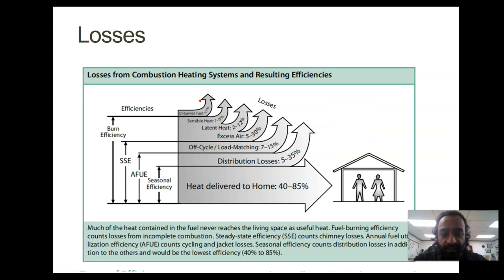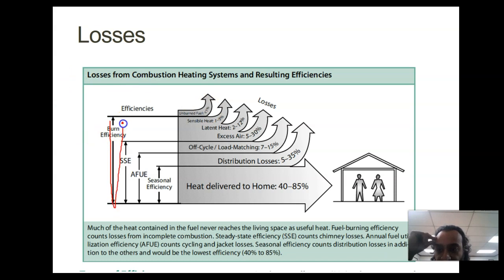So losses, again, this is talking about efficiencies. So this is the burn efficiency. We burned the fuel and we got most of the heat out of the fuel. Where does the efficiency go? If you look here, there's 1% losses, which is unburned fuel. So you usually cannot burn the fuel completely. There are some byproducts that come out of the fuel. This is something we lost.